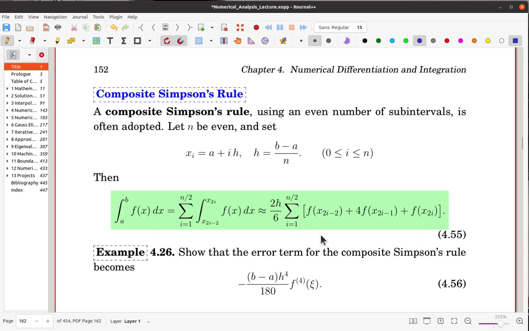So that is the formula for the composite Simpson's rule, and it can be implemented. For each two subintervals, we add these three values, and continue up to the last two subintervals, and then we scale by this value. That's the program.